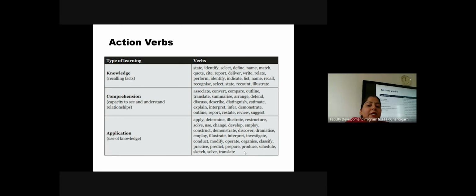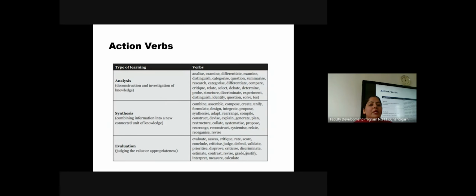Restructure, demonstrate, discover, dramatize, interpret, investigate, conduct, modify, operate, organize, classify, practice, predict, prepare, produce, schedule, sketch, solve, and translate. So these are a few of the action verbs that we are able to use. These are not few actually. There are many action verbs available to us at each level of taxonomy.